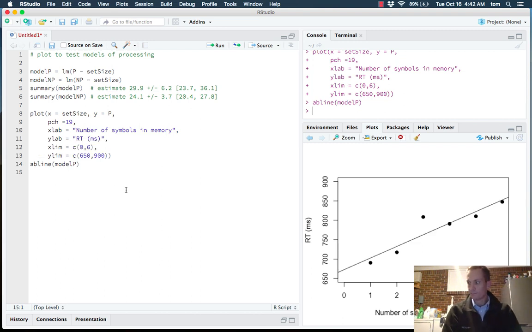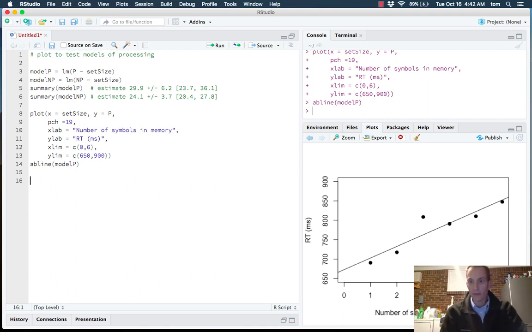So that looks pretty nice. Okay, now we're going to do the exact same thing for the NPs. We're going to put the NPs in as open dots and put a dashed line through them. Again, the reason we're putting the lines through is because it's these lines that are the signature of the processing. If the lines have the same slope, then we have evidence for serial exhaustive architecture. If they're different slopes, then we have evidence for serial self-terminating.